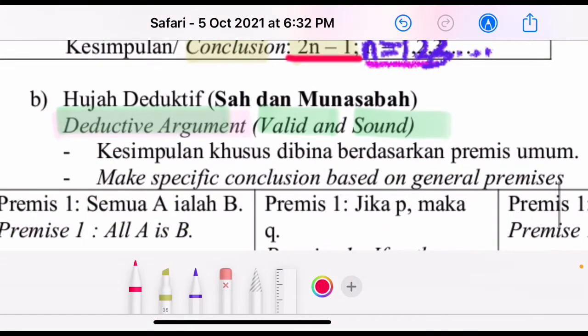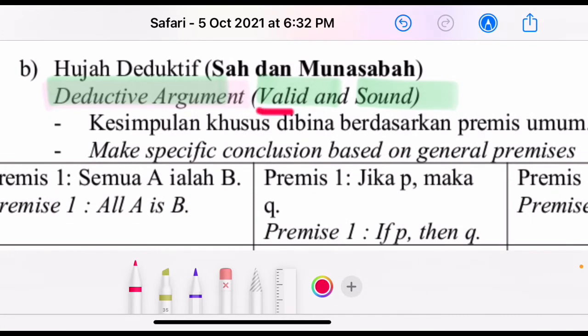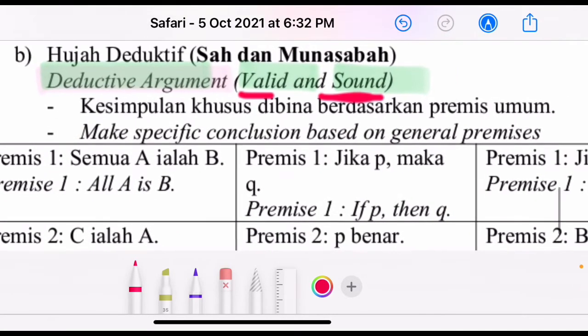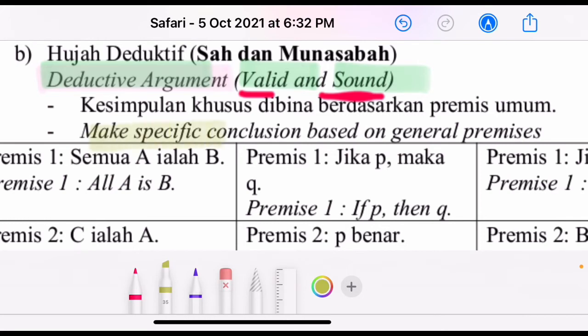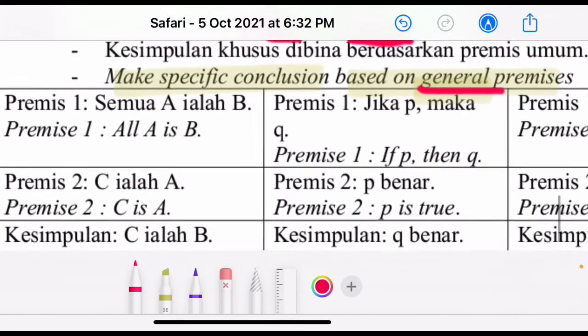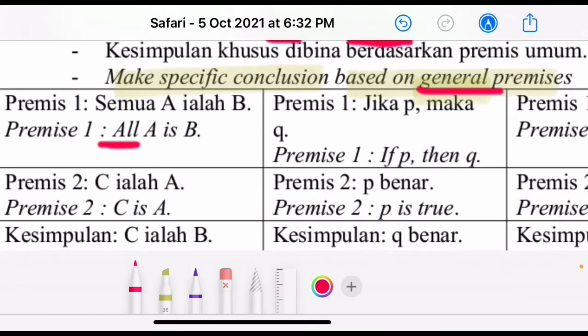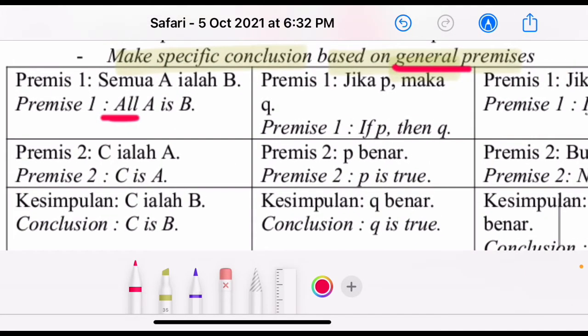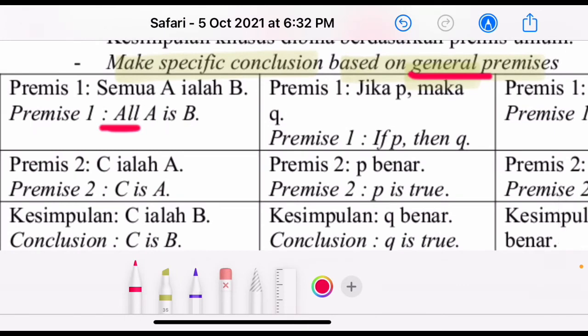Alright, so for deductive argument, we always say valid and sound. We make a specific conclusion based on a general premise. From one general premise, we will make the conclusion. Example, we always start with the "all". We have 3 types, so we have to study the pattern first. All A is B. Then C is A.